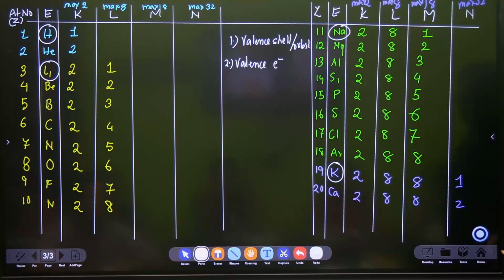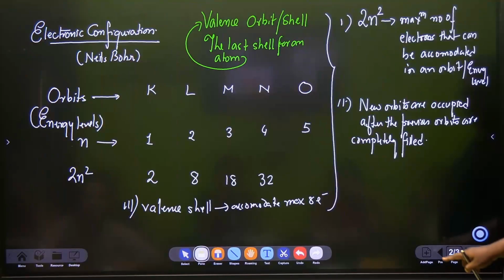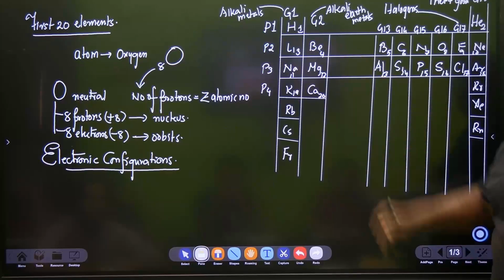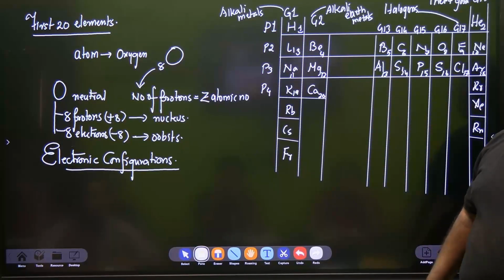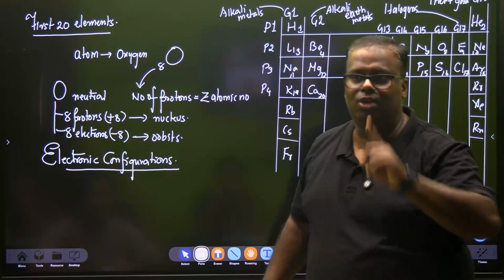How can you say first period here? You are not paying attention in the class. They belong to which group? First group. What is their valence electron count? 1. Did you find something? Group 1 elements have valence electron 1 only.